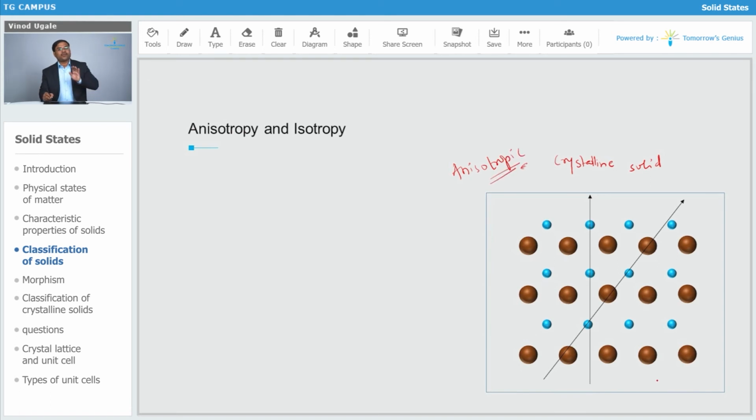Whereas in case of amorphous solids, if you determine the value of a property through any direction, you will get the same value. Therefore, they are called isotropic. Iso means same, aniso means not same. So in case of crystalline solids, properties are not the same through different directions, but in case of amorphous solids, properties are the same in every direction. So that's the case in crystalline and amorphous solids.